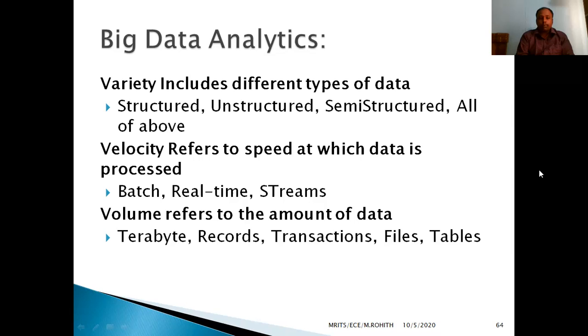Let me say, if it is bank type data, surely it should be structured: the name, ID, and everything. How much account balance it is, a savings account or current account, like that. Each and everything should be structured.